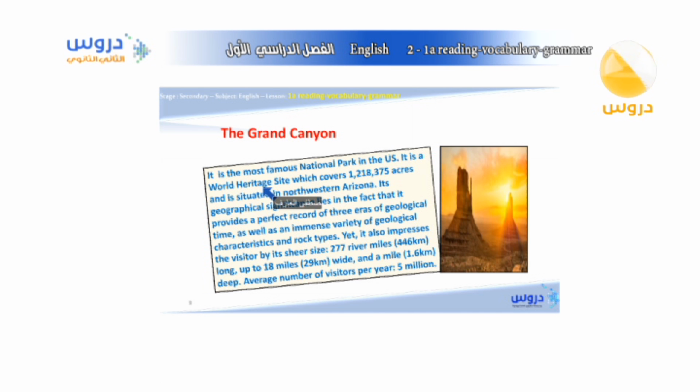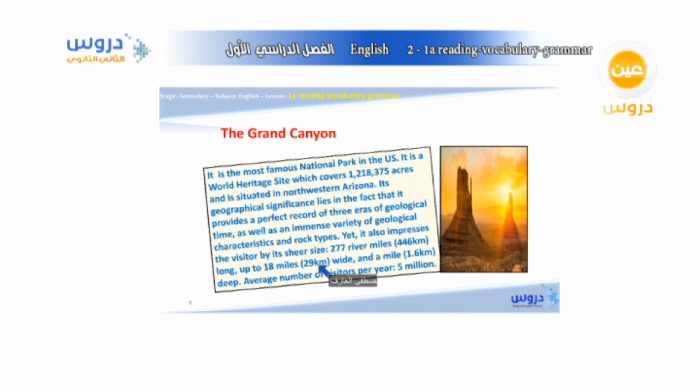The Grand Canyon is a very amazing natural area in the United States, so I'm going to read for you. It is the most famous national park in the US. It's a World Heritage Site which covers 1,218,375 acres, and it is situated in northwestern Arizona. Its geographical significance lies in the fact that it provides a perfect record of 3 eras of geological time, as well as an immense variety of geological characteristics and rock types.